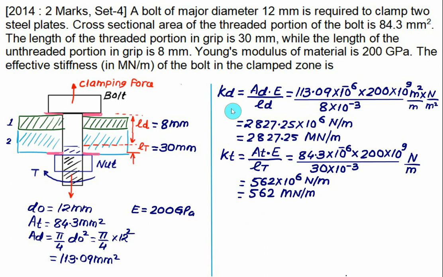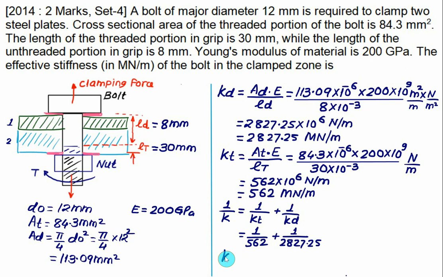Since we have two springs in series, 1 upon k, where k represents the equivalent stiffness, is 1 upon kt plus 1 upon kd. Here we substitute the value kt equal to 562, so we have 1 upon 562 plus 1 upon kd, whose value is 2827.25. Take the reciprocal and find the equivalent stiffness k. This value is close to 468.25 mega Newton per meter.